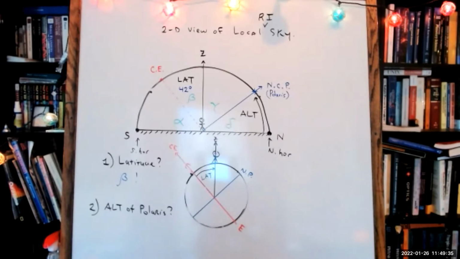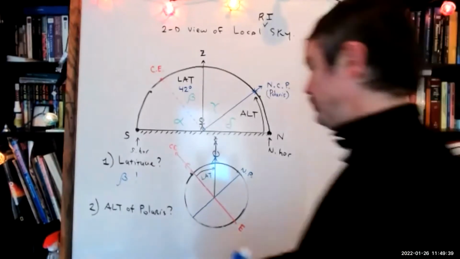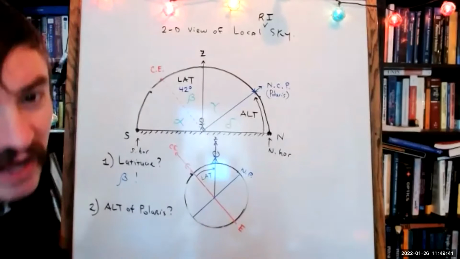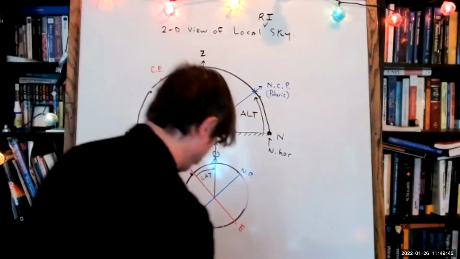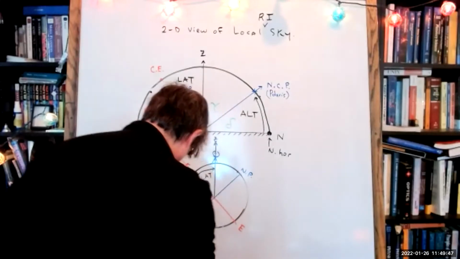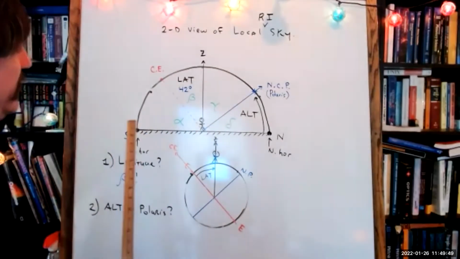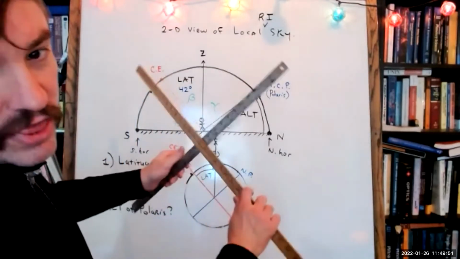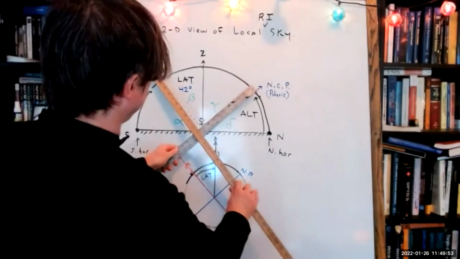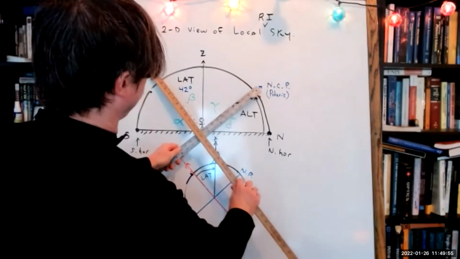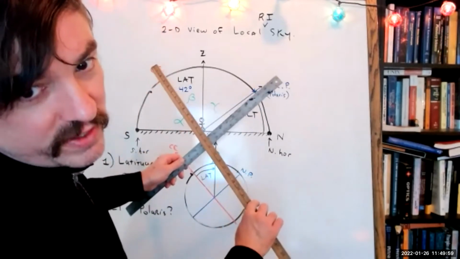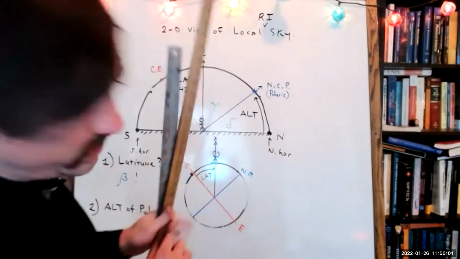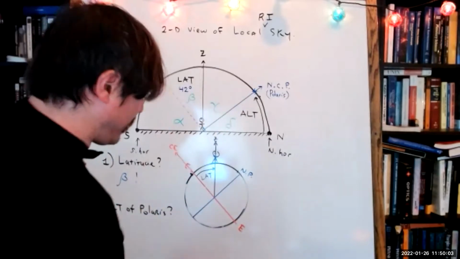Now, I spy with my little eye a 90-degree angle. The 90-degree angle is between the north celestial pole and the celestial equator. That makes sense to me because there's a 90-degree angle between the equator and the North Pole, which means gamma must be what angle?